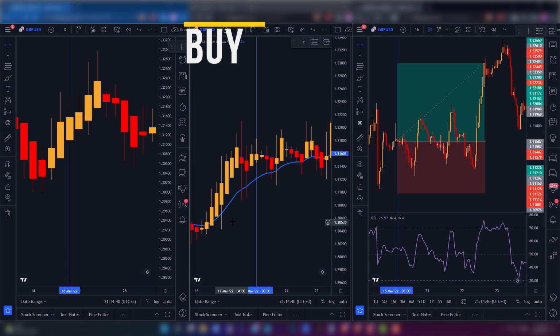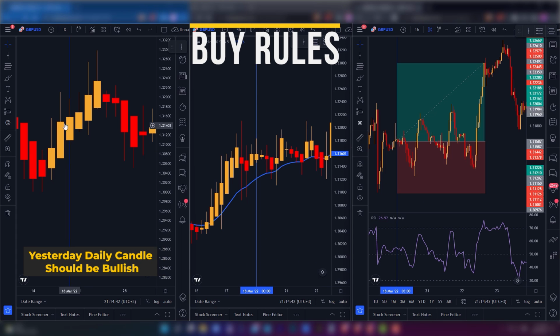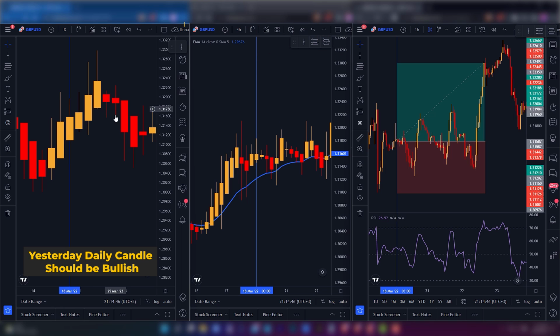The rules for buying are simple. Yesterday's or the previous day's daily candle should have been bullish. I don't trade on smaller body candles, such as dojis, because the price of these candles indicates a market that is in a sideways state. I'm gonna put a trade on March 18th, and the March 17th daily candle is bullish, so the trade signal is valid in the daily time frame.